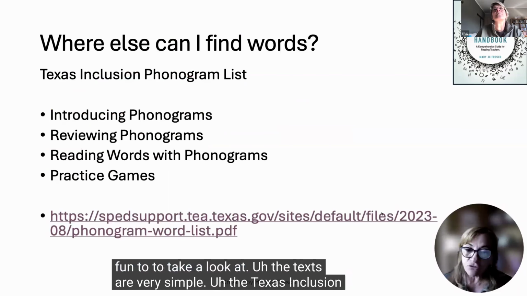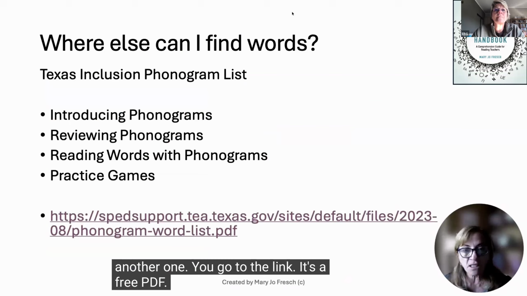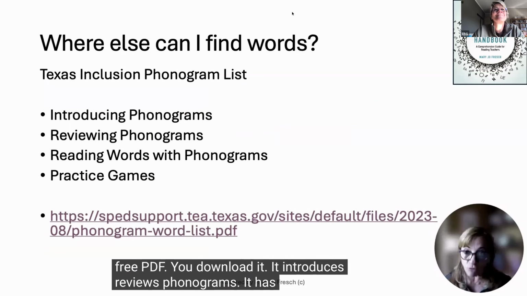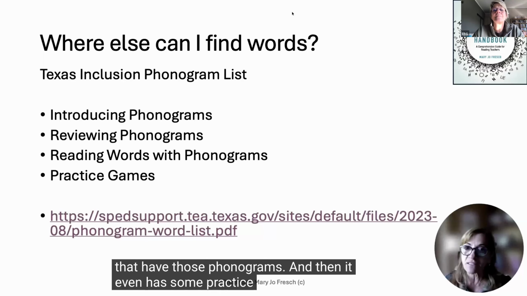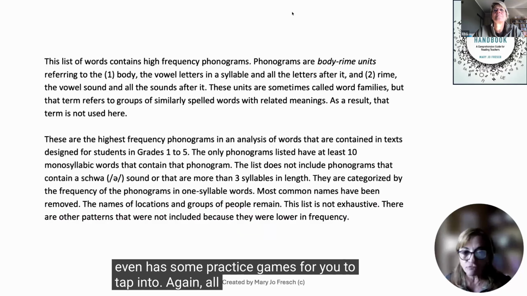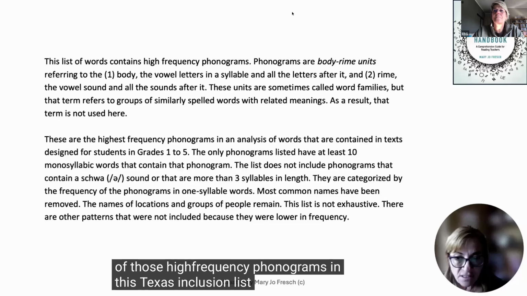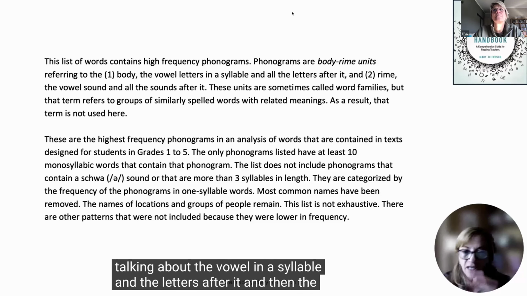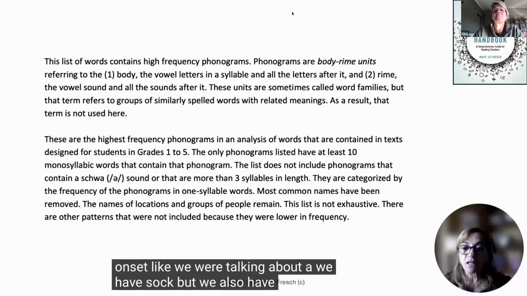The Texas Inclusion Phonogram List is very useful. This is another one. You go to the link. It's a free PDF. You download it. It introduces and reviews phonograms. It has reading words that have those phonograms. And then it even has some practice games for you to tap into. Again, all free. The list of those high frequency phonograms in this Texas inclusion list are body rhyme units. So those rhymes that we're talking about, the vowel in a syllable and the letters after it, and then the onset, like we were talking about, okay, we have sock, but we also have clock.